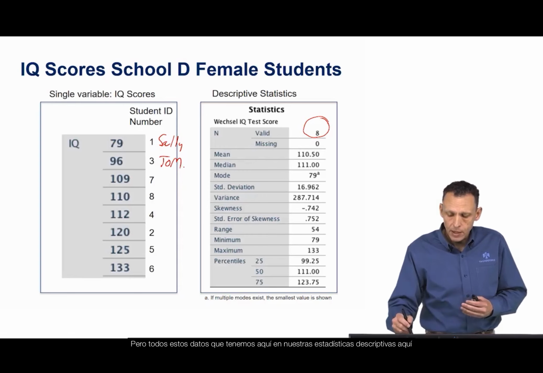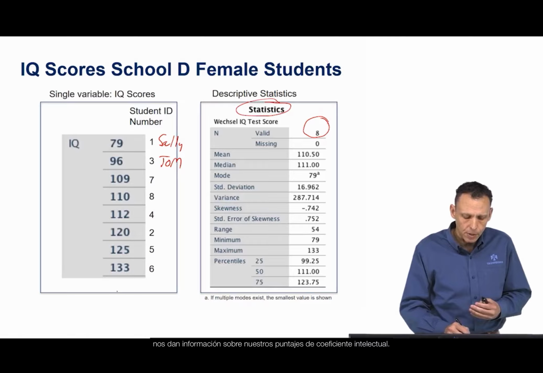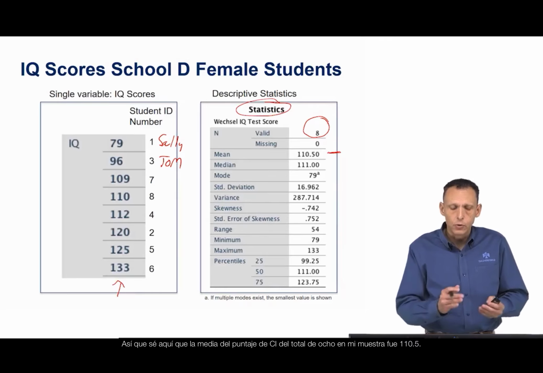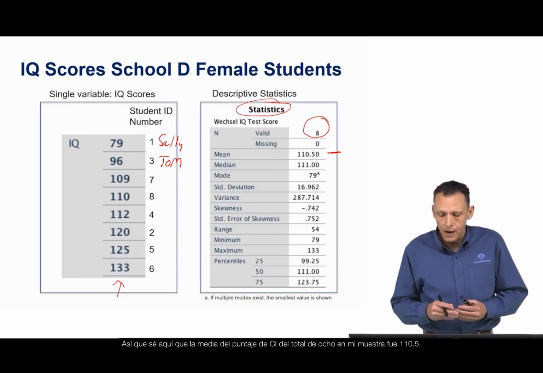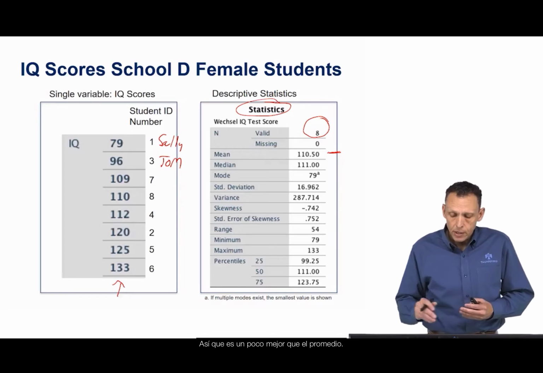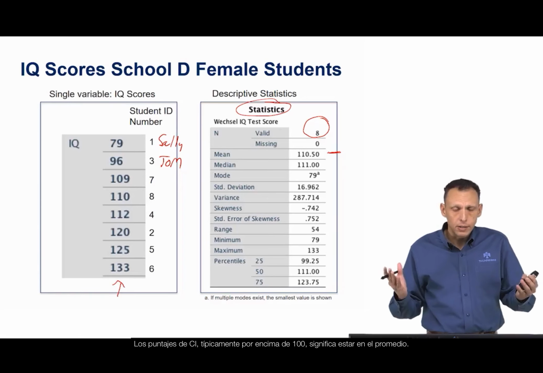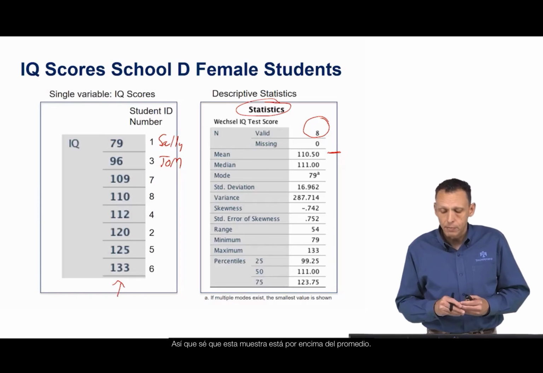But all this data that we have in our descriptive statistics over here is telling us information about our IQ scores. So I know here that the average IQ score of the 8 total in my sample was 110.5, so it's a little bit better than average. The median value was 111. IQ scores typically above 100 mean being average, so I know that this sample is above average.